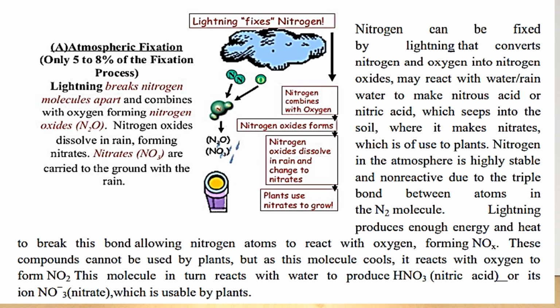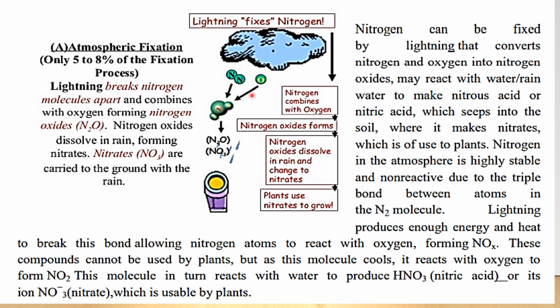Only 5 to 8% of the atmospheric nitrogen is fixed by this abiotic or atmospheric fixation. It is due to lightning. This lightning causes splitting of the nitrogen molecule, which in turn combines with oxygen to form nitrogen oxide. These nitrogen oxides dissolve in the rain and form nitrates and nitrites, which are carried to the soil.